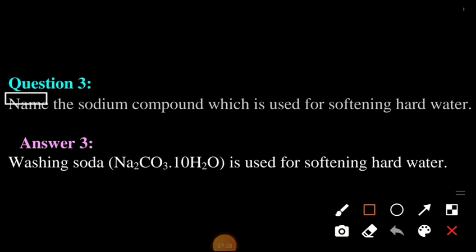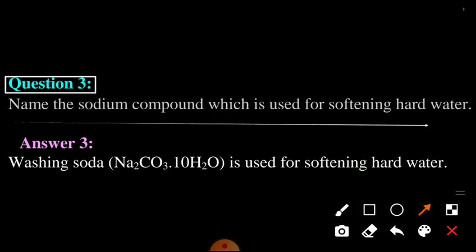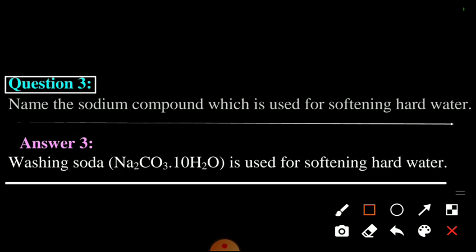Question number 3 is: name the sodium compound which is used for softening hard water. So here first we should know what is the hardness of water. If some calcium and magnesium salts are present in the water, they are responsible for the hardness of the water. And in the theory we have studied that washing soda, sodium carbonate Na2CO3·10H2O, can be used for removing the permanent hardness of the water. So the correct answer is washing soda, Na2CO3·10H2O, is used for softening hard water.